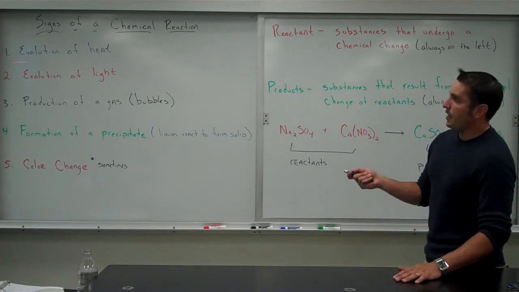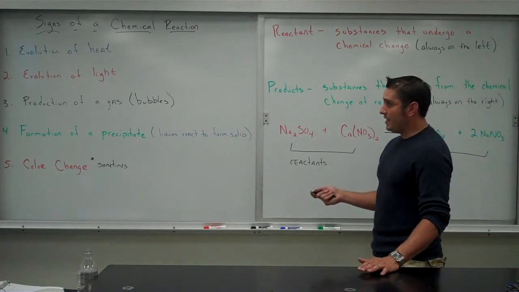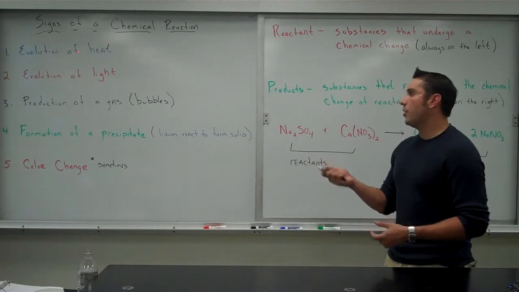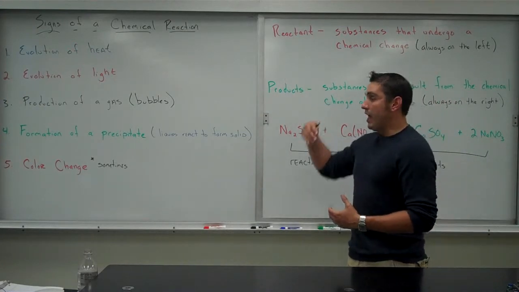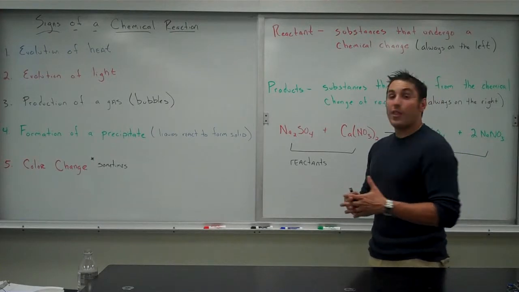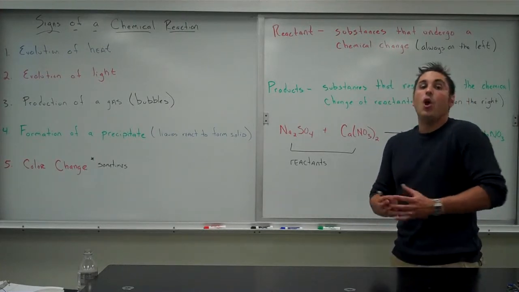First one is the evolution of heat. Evolution of heat means that some heat is given off, or on the reverse, the need of heat, something getting colder, would both let me know that a reaction has occurred. It's a sign that something's happened. It got hotter or it got colder.